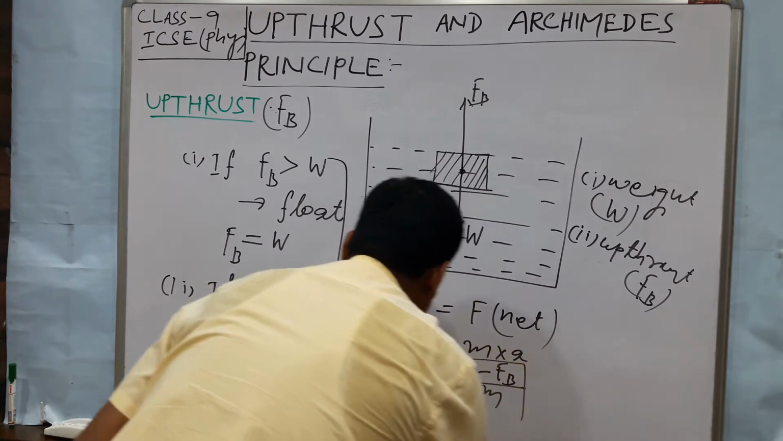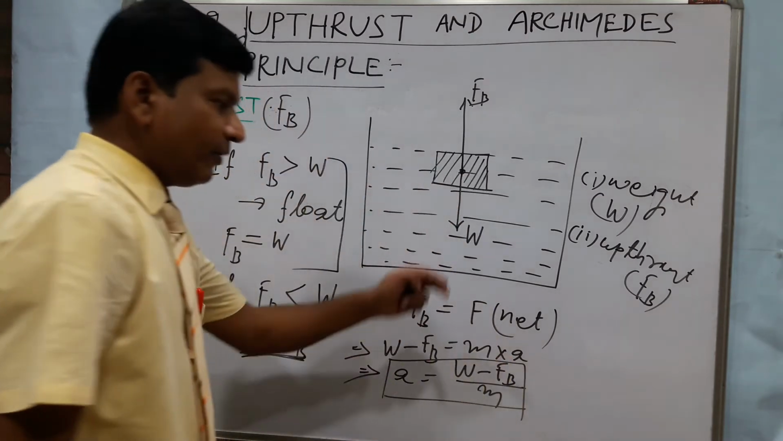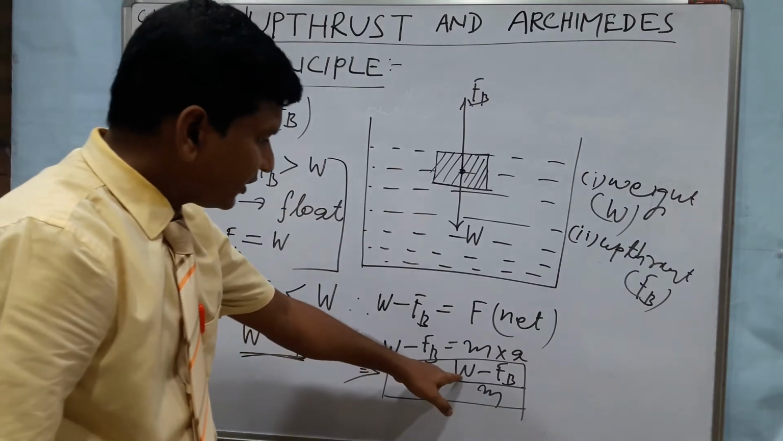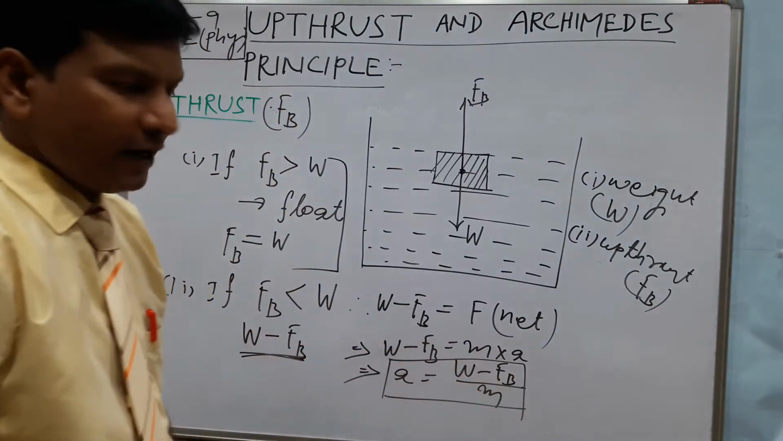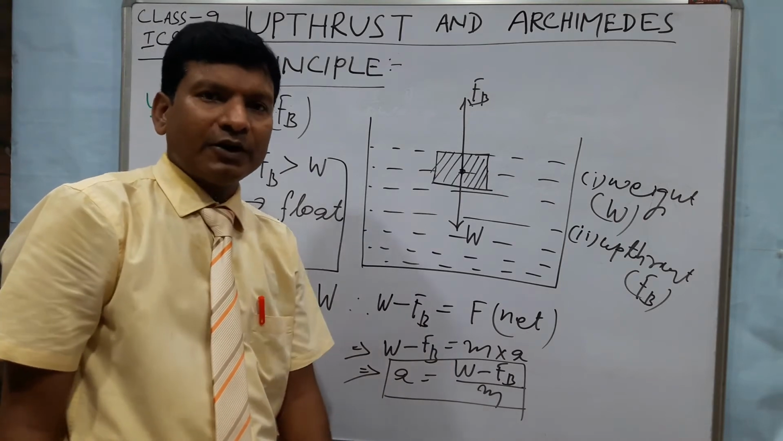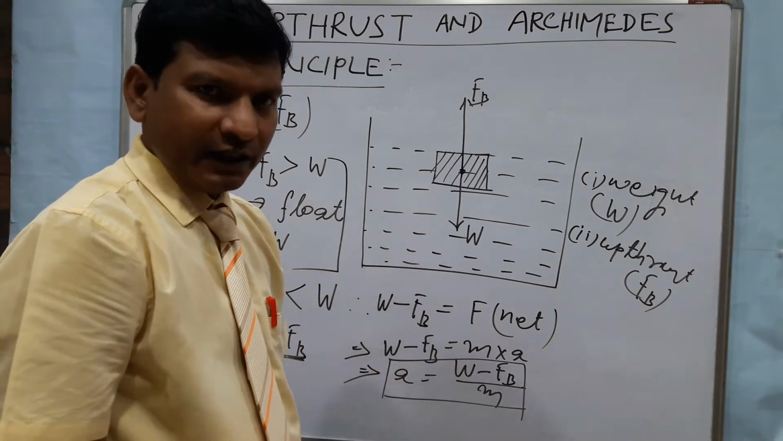So the acceleration produced on the body when the body was moving in the downward direction, or sinking, is how much? W minus Fb upon m. So this is all about the conditions when the body floats and when the body sinks.